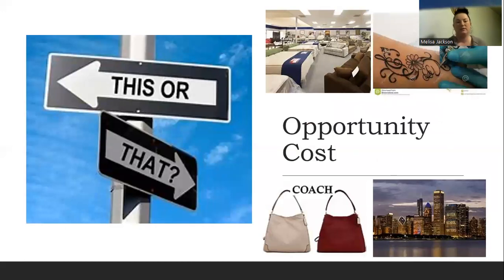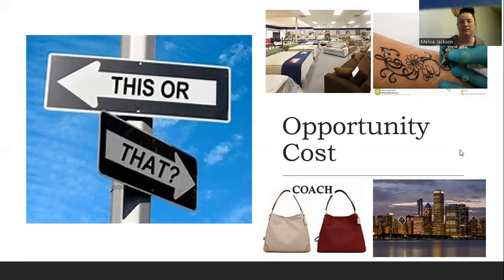So opportunity cost is basically just what this slide indicates. It's a this or that. It's a this versus this situation, right? And I'm sorry, my pictures are not so great. So you could buy $900 or $1,000 of furniture, right? Or you could spend $1,000 on a tattoo. You could spend $400 or $500 on a Coach bag or 2 Coach bags, or you could spend a weekend in Chicago. So it's just something to get you thinking about what you're giving up for what.